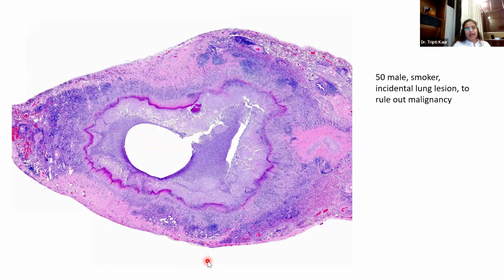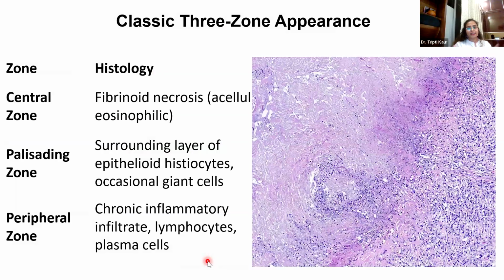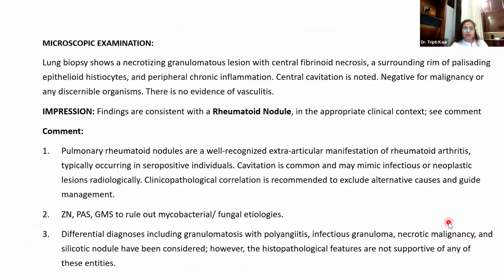So this is basically an example of a rheumatoid nodule in the lung. If you look at the literature of the rheumatoid nodule, it has classic three zones: fibrinoid necrosis, then a surrounding layer of epithelioid histiocytes, and a chronic inflammatory infiltrate of lymphocytes and plasma cells. So how can we come directly to a conclusion of rheumatoid nodule? It is difficult, definitely. You need to write necrotizing granulomatous inflammation, and you can give a differential of rheumatoid nodule first in your report.